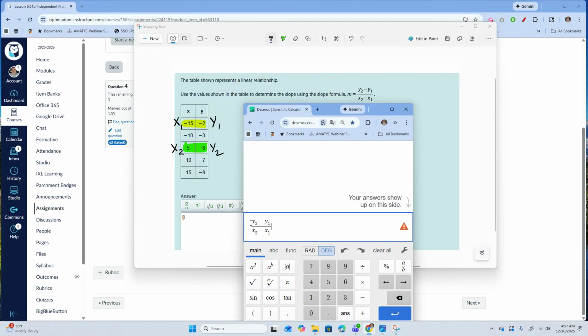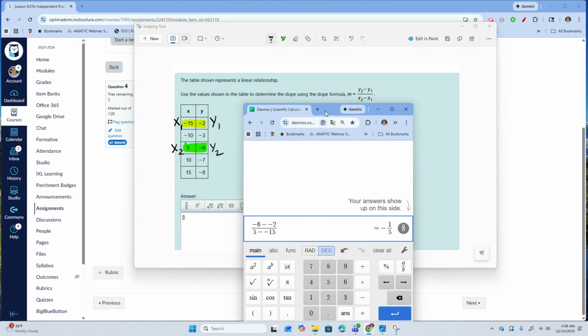So who is my Y2? Be careful when you're shading here in the calculator. Who's my Y2? -6. Who is my Y1? -2. Who is my X2? It will be 5. And who's my X1? That will be -15. And when you get a decimal, remember, click on the circle. There is your slope. Okay.